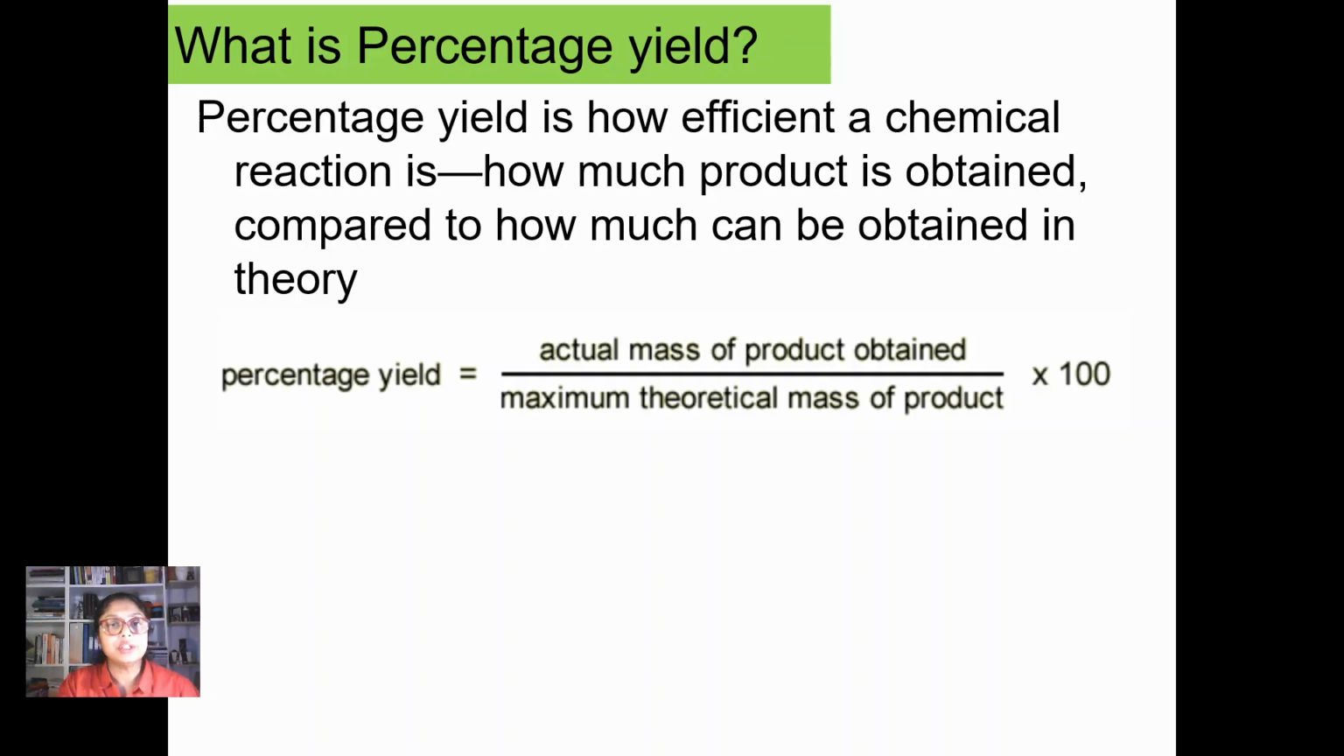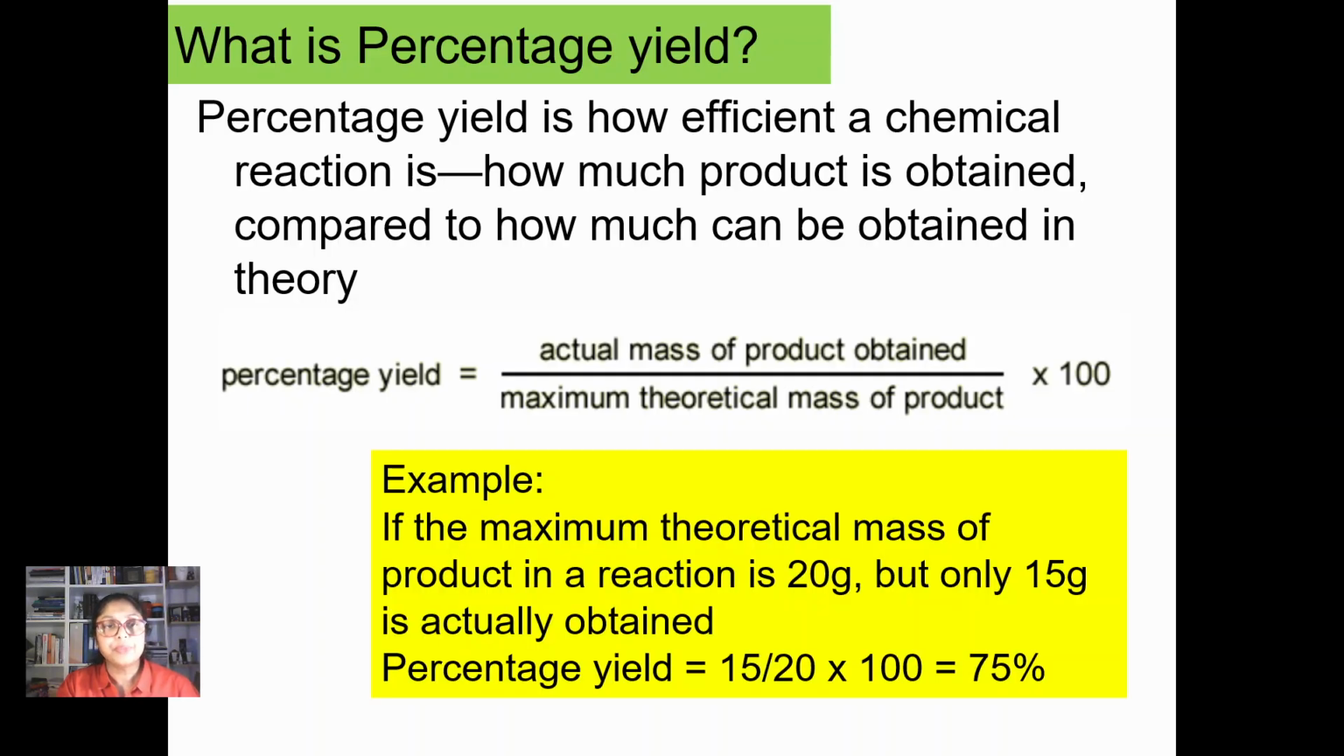For this calculation, we are going to use this equation: actual mass of product obtained over maximum theoretical mass of product, times 100. Example: if the maximum theoretical mass of a product in a reaction is 20 gram, but only 15 gram was actually obtained, then we can calculate the percentage yield using the equation above: 15 over 20 times 100, which is 75%.